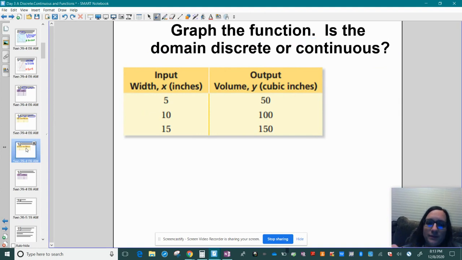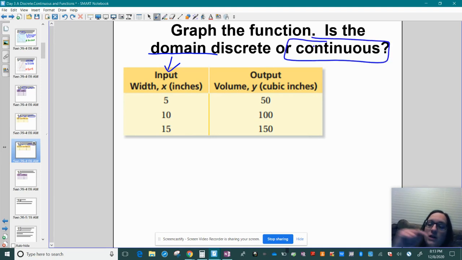All right, now this one, we're going back to domain. If our input is within inches, we're talking about a measurement, which I would then claim, if we go back to our definition, we're talking about a continuous set of data points because we can measure and be at any point.